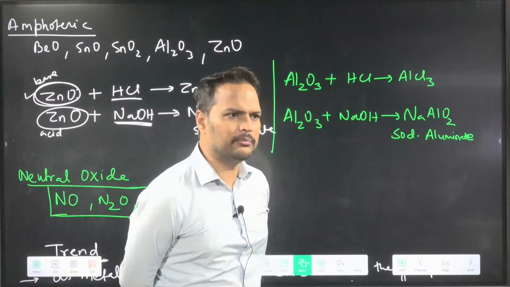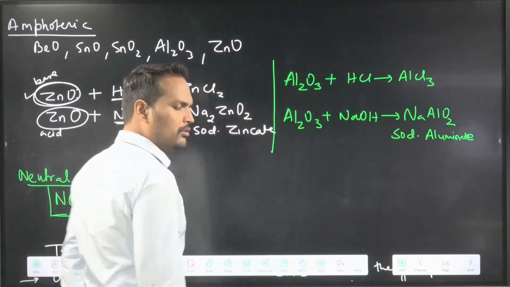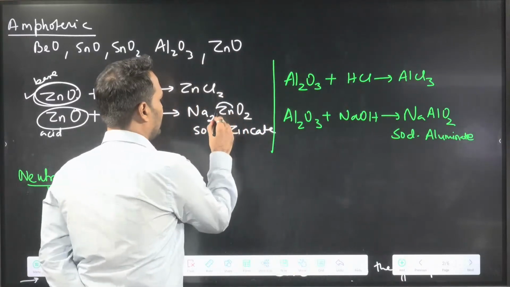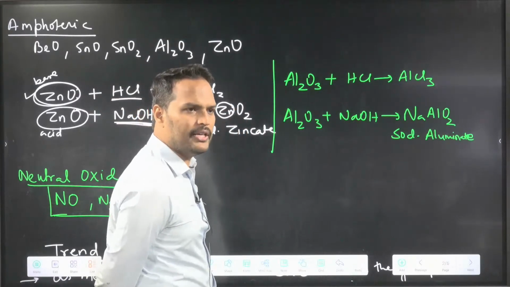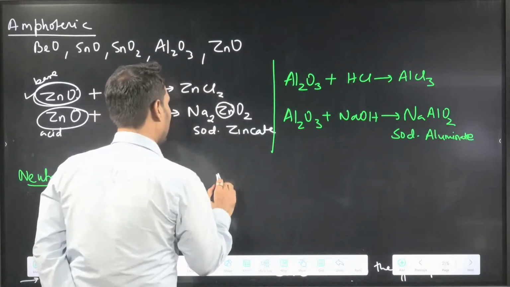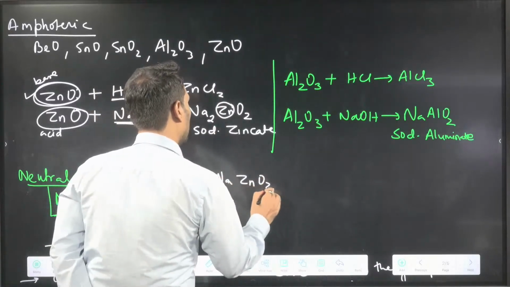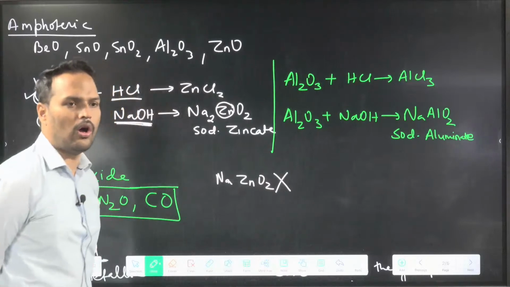No problem. What you have to do? You know the oxidation state of Na. Zinc is in which oxidation state? +2, always. So if anyone writes the formula NaZnO2, then this is wrong.